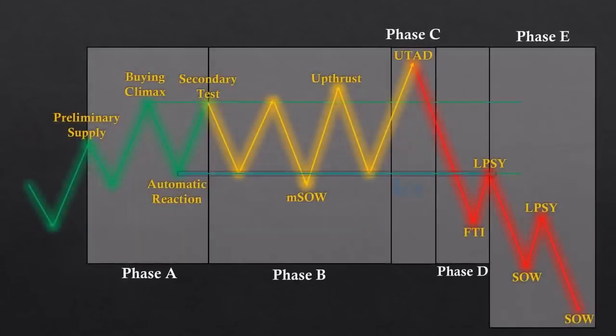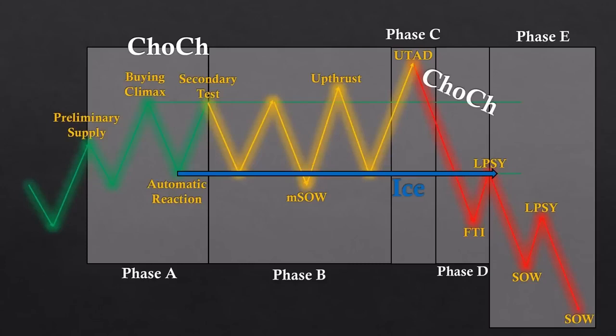In the distribution structure, instead of the creek, we have the ice, which is the price level formed by the low of the automatic reaction. The other thing to pay attention to is the presence of changes of character, meaning moments where the market transitions from trending to ranging or vice versa. The first change of character occurs in Phase A, when the market goes from an uptrend to a sideways market, and the second change of character occurs in Phases C and D, when the market goes from a sideways move into a downtrend. Let's quickly review the events and phases of the distribution.